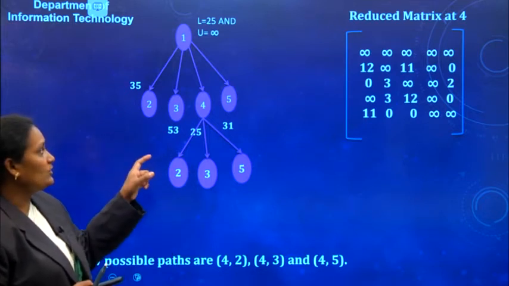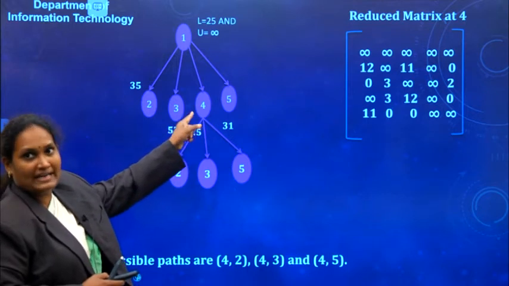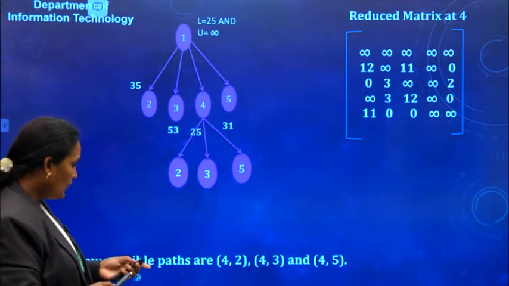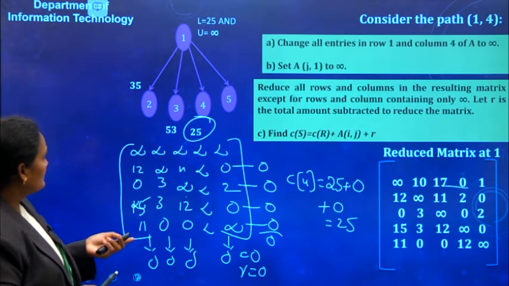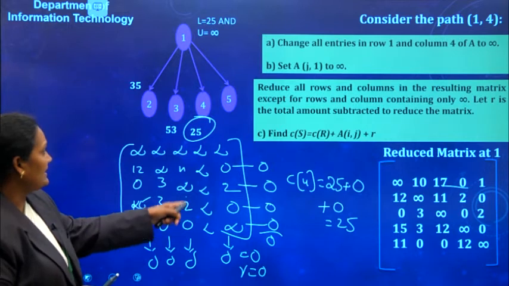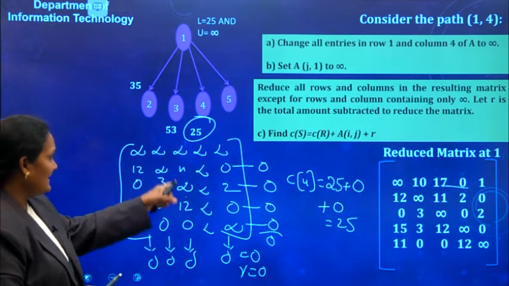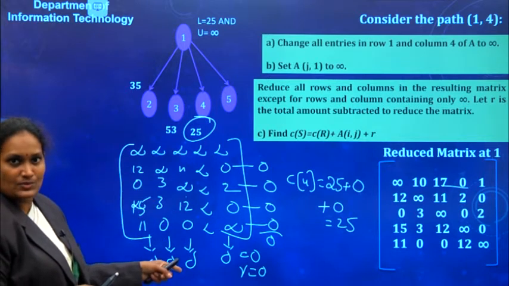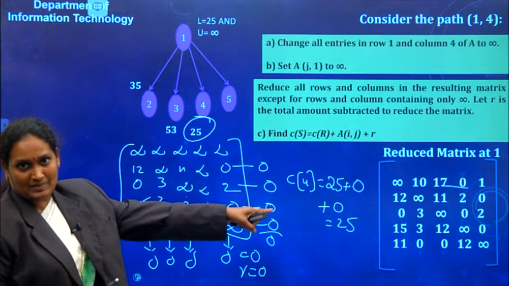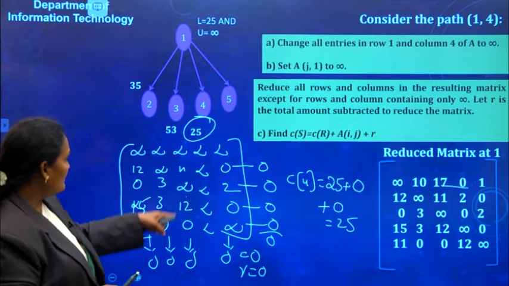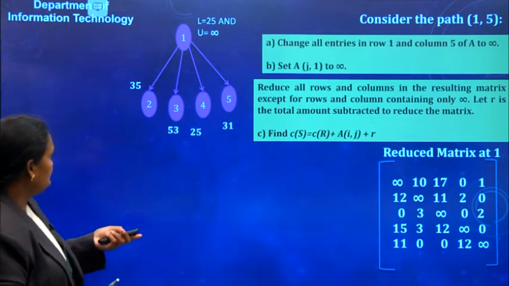And what matrix do you need to consider here? We need to consider the reduced matrix we obtained at 4. At 4, this is the reduced matrix you obtained. So you need to use this matrix now. From here onwards, you need to use this matrix. Initially, you used the reduced matrix at 1. From here onwards, you need to use this matrix. Okay, right.